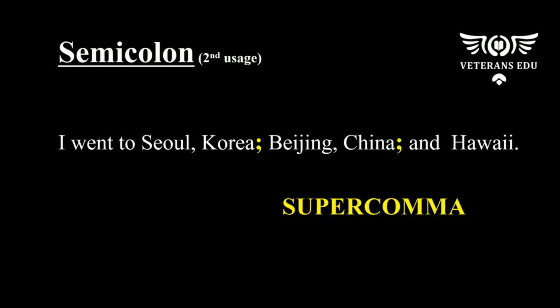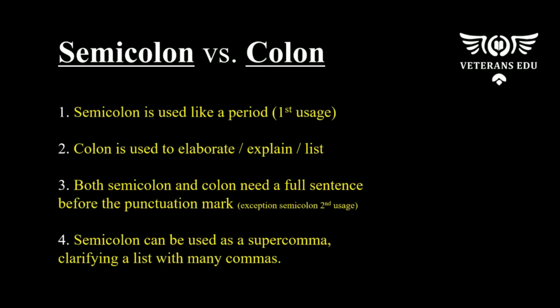Now, let's review what we've learned today. We've learned that the semicolon is used like a period, and the only difference is the capitalization of the second sentence. Colon is used to elaborate, explain, or list. And the similarity between semicolon and colon is that they both need a full sentence before the punctuation mark. Finally, we've also learned that semicolon can be used as a super comma to clarify a list with many commas.